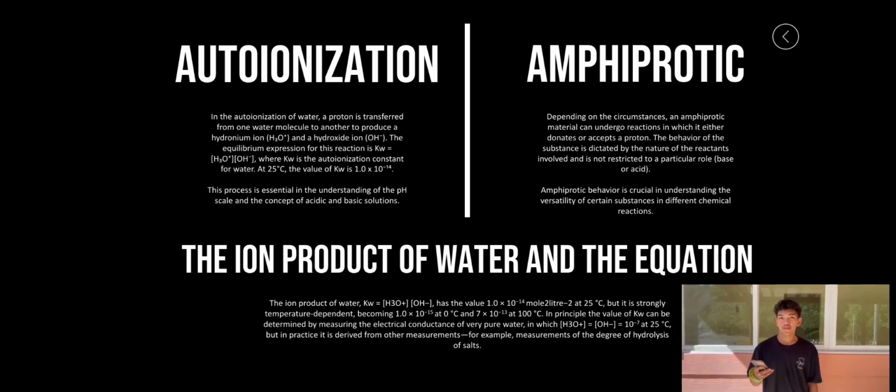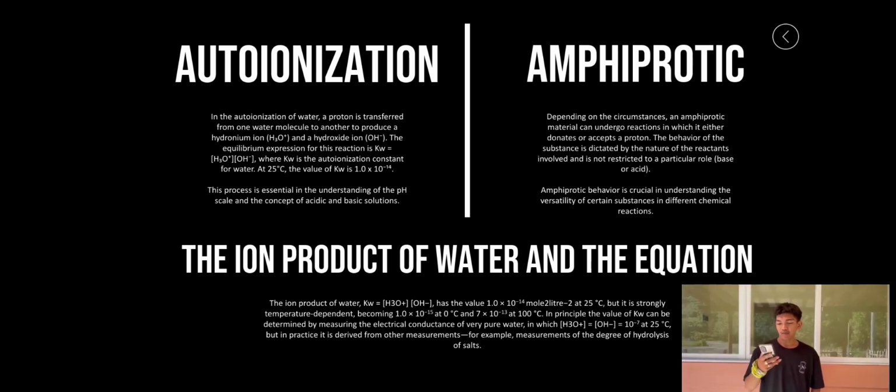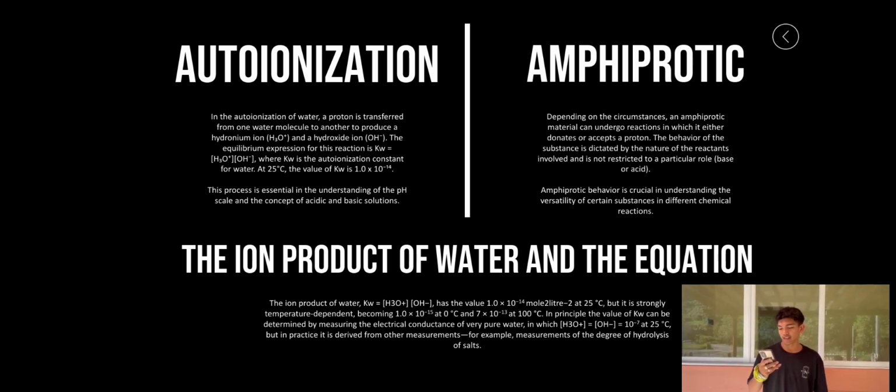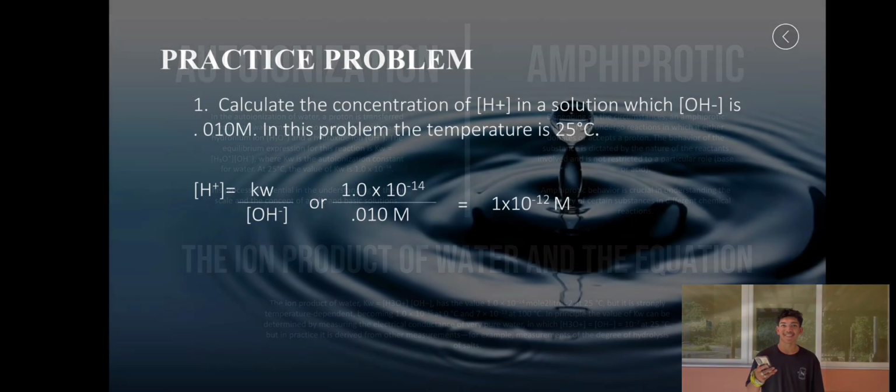In principle, the value of Kw can be determined by measuring the electrical conductance of very pure water, in which [H3O+] equals [OH-] equals 10^-7 at 25 degrees Celsius. But in practice, it is derived from other measurements. For example, measurements of the degree of hydrolysis of salt.